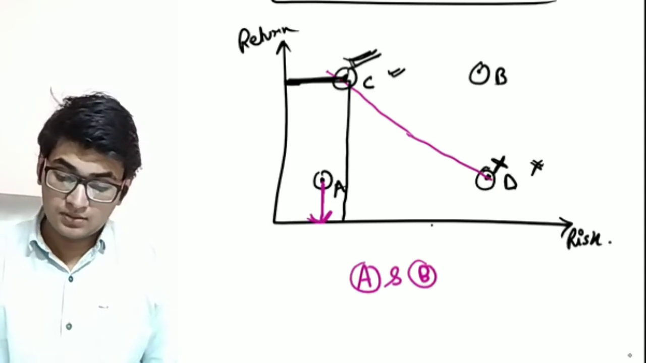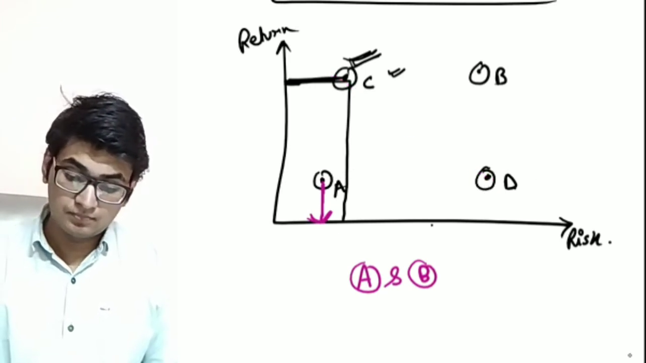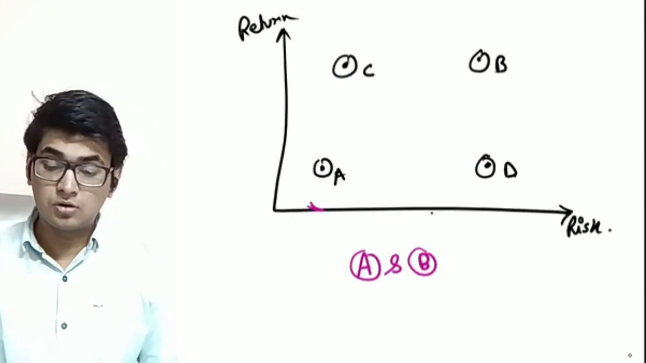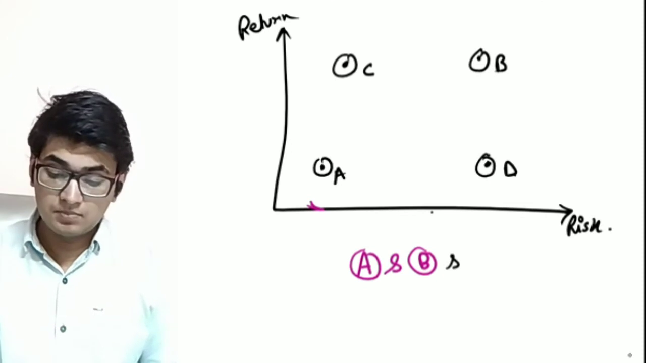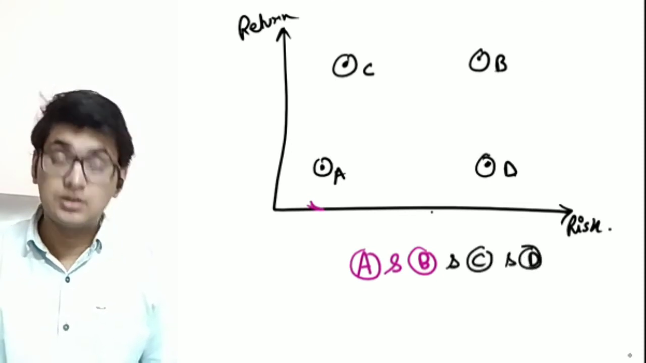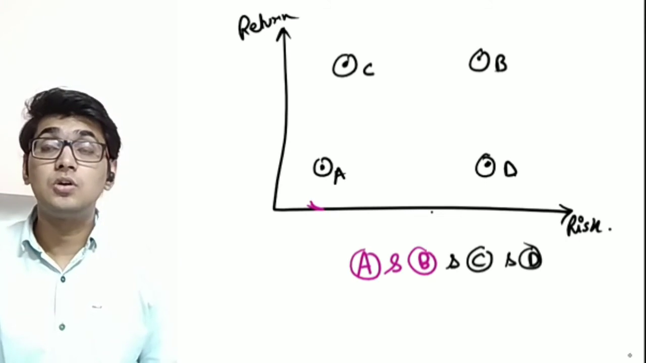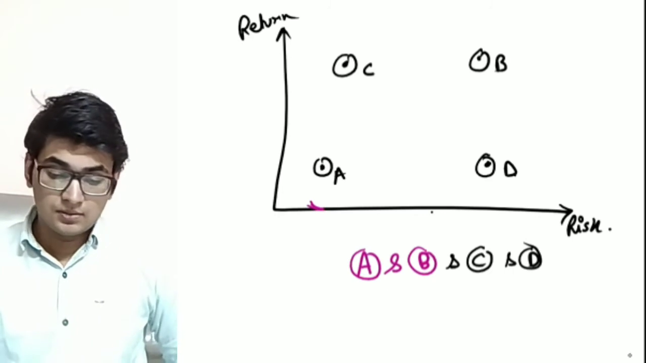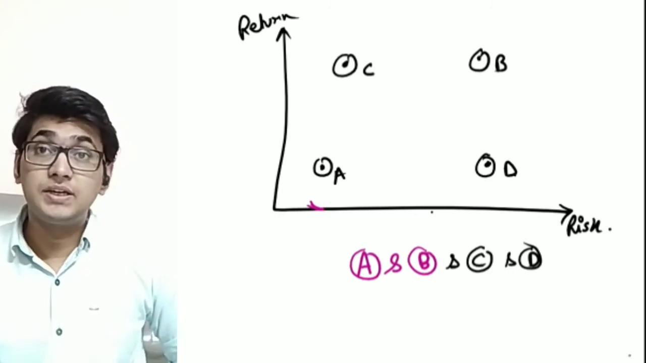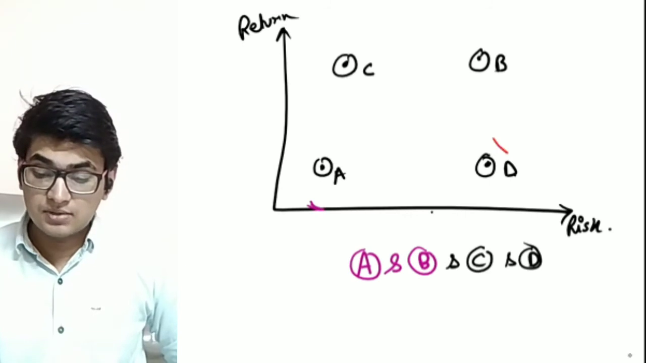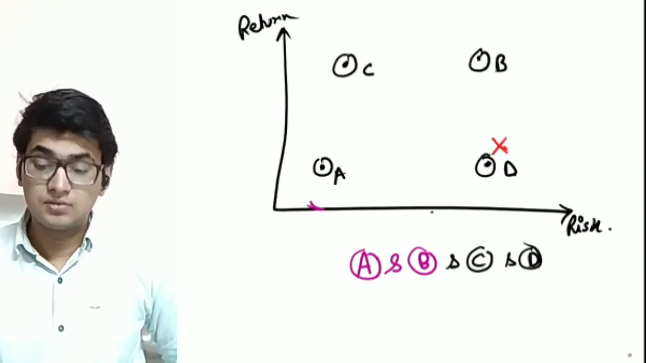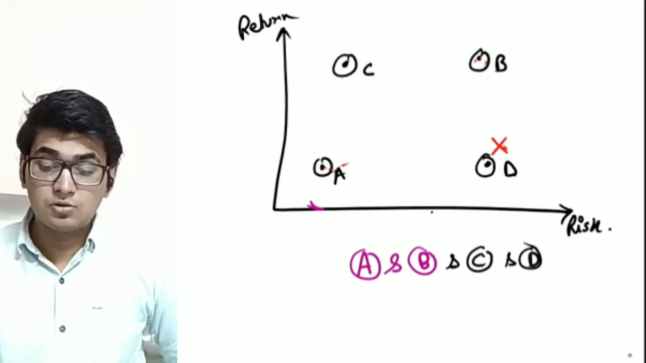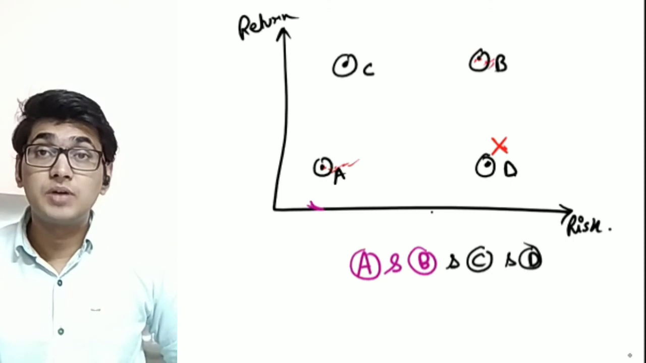Now, the last question. If all 4 opportunities are available, A, B, C and D, tell me in which portfolio you are going to invest your money. Just think. See, first of all, we can invest only in one portfolio. So this one I will straight away remove. Clear? Now, there is a trade-off between A and B. Means I don't know in which portfolio I should invest.